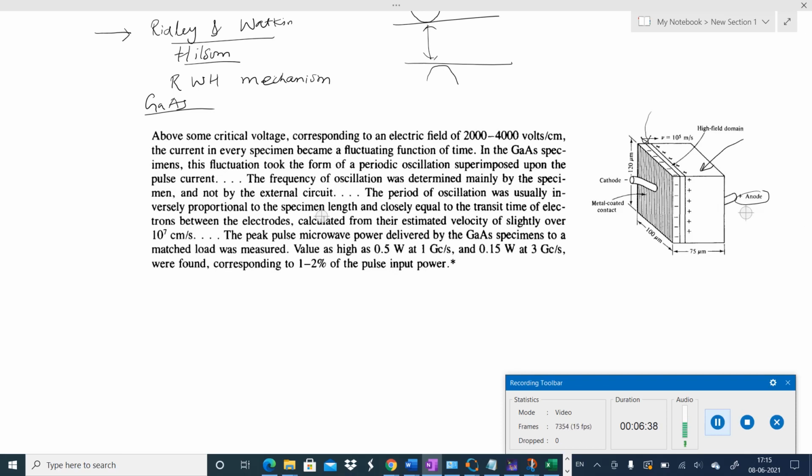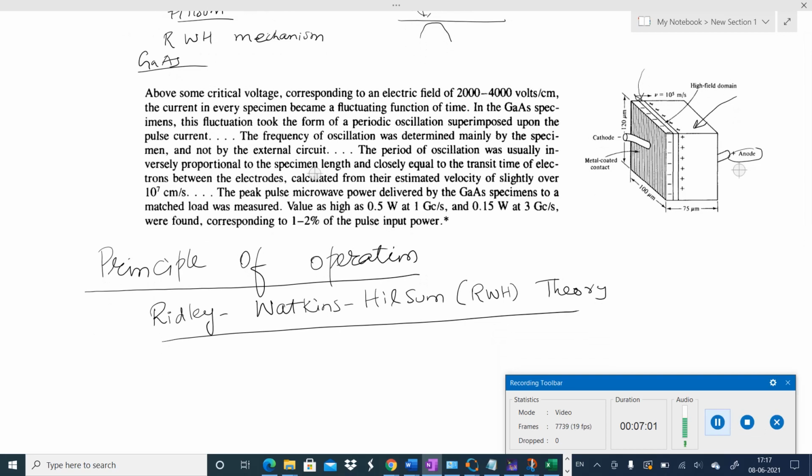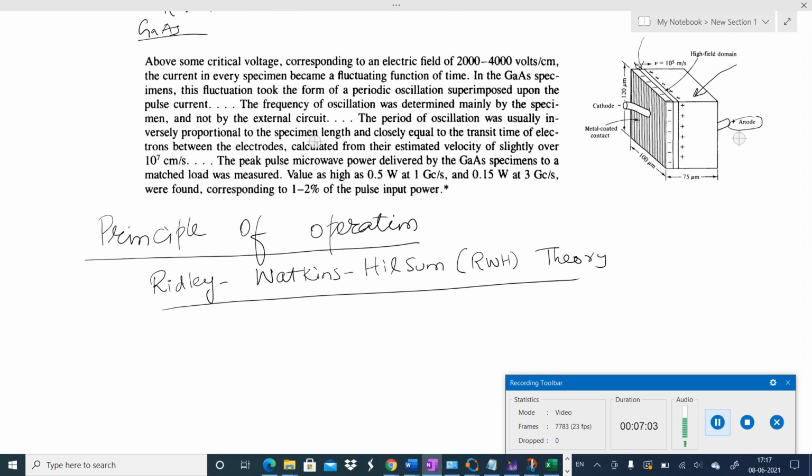And you can see that 1 gigacycle per second and 3 gigacycle per second, such very high frequencies were generated via this Gunn diode. This was an experimental study, and now we needed a solid theory for it. So as explained already, that theory is called Ridley-Watkins-Hilsum theory, and the model is also called the two-valley model.